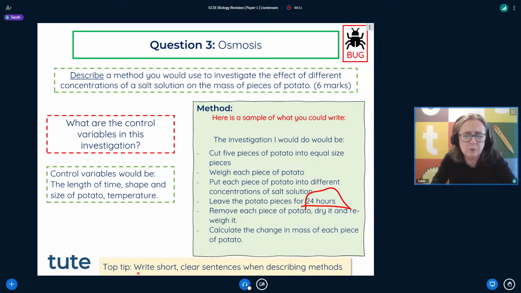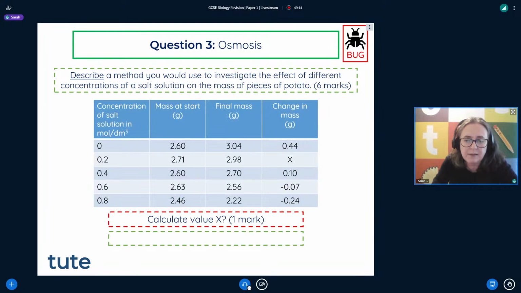And then temperature can affect all sorts of experiments. So we want to make sure that those potato pieces are all kept at the same temperature. So those are examples of control variables that you want to keep the same, but it's basically every other single thing that you're doing apart from the thing that you're changing, in this case the concentration of salt solution, and the thing that you're measuring, which is the change in mass. So yeah, short, clear sentences when describing methods.